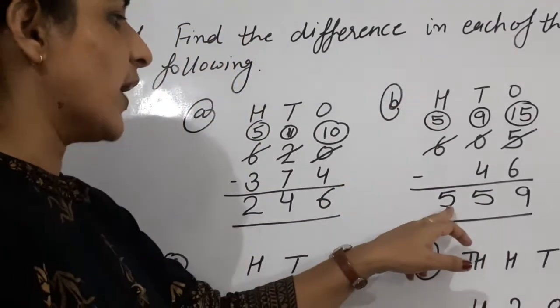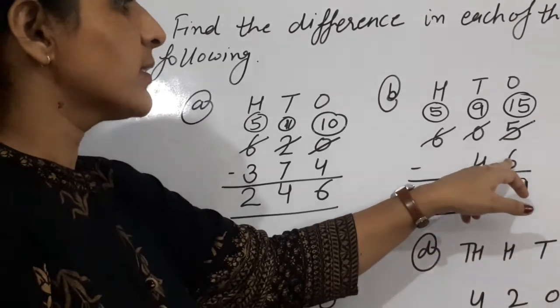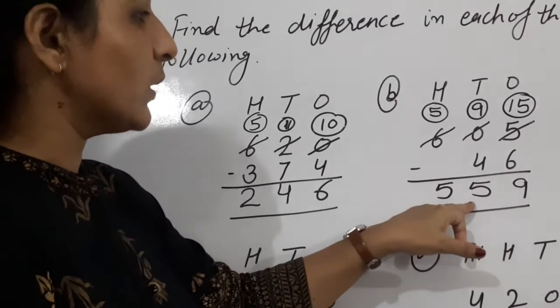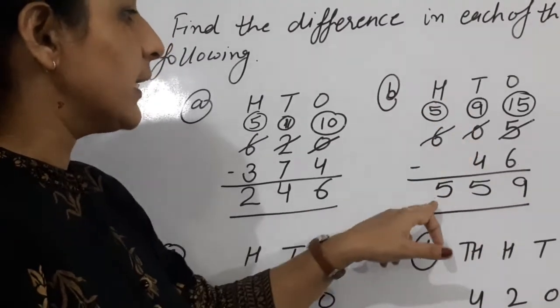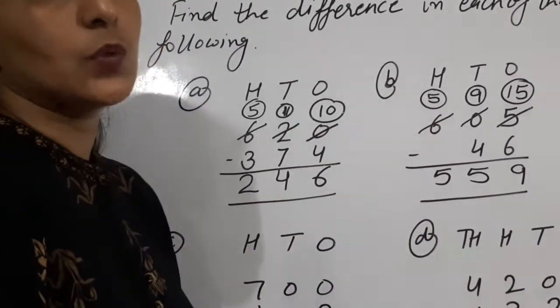So the answer is 559. Okay, 9 plus 6 equal to 15, 1 carry. 4 plus 5 equal to 9 and 1 carry, 10. Clear? And 5 plus 1 equal to 6. We can check our answer also.